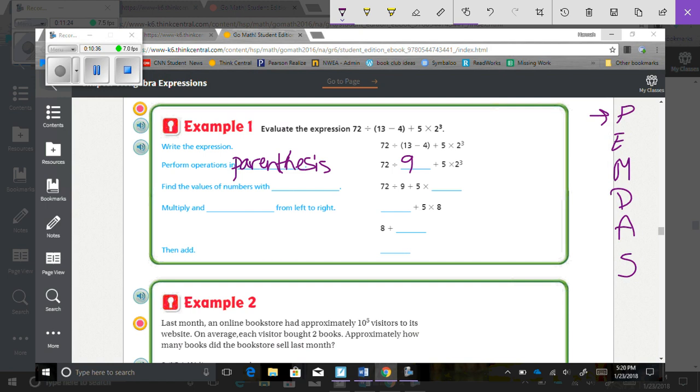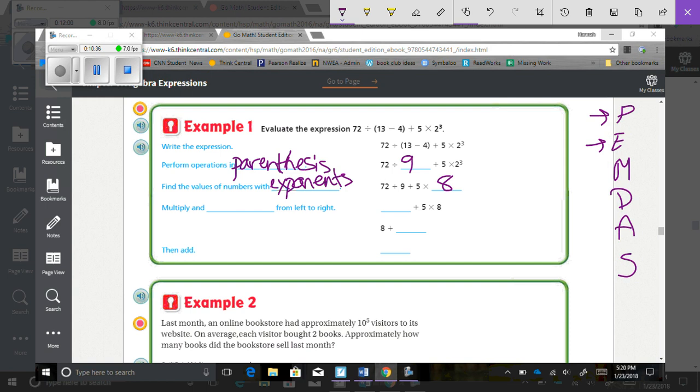So now we're going to rewrite that. Please, please, please rewrite the expression every single time. Otherwise, you're going to forget steps or mess up the order. So now we're going to rewrite it, solving that in parentheses: 72 divided by 9 plus 5 times 2 to the third. Next one down is E, which is exponents. Two to the third, 2 times 2 is 4, times 2 is 8.